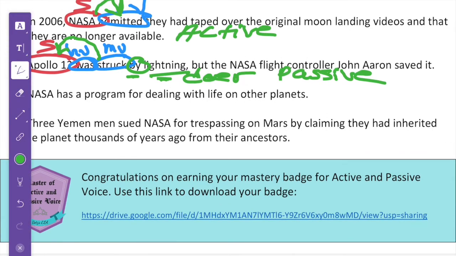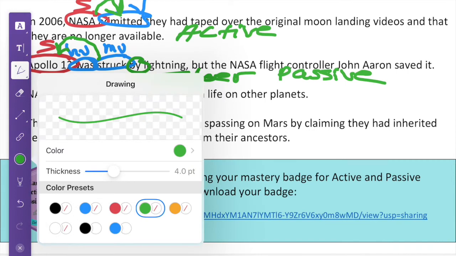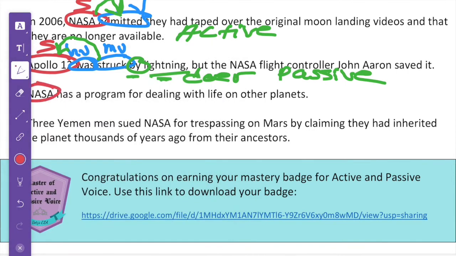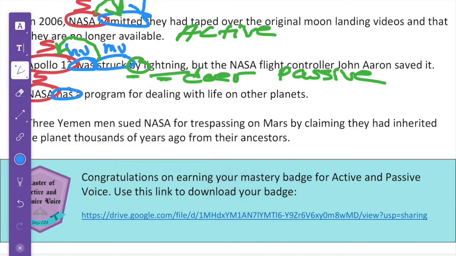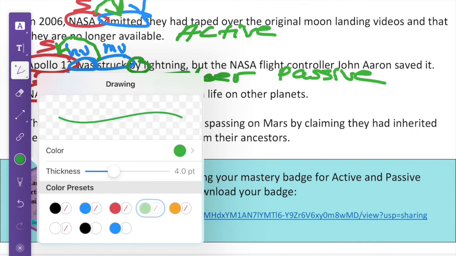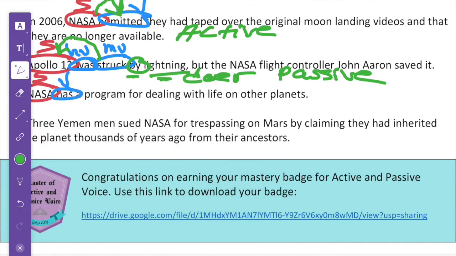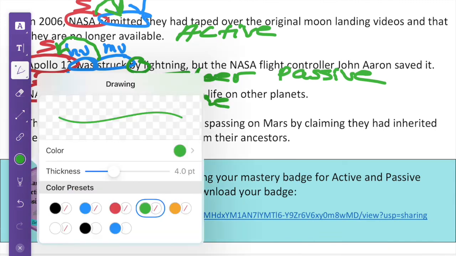24. NASA has a program for dealing with life on other planets. Looking for our subject, NASA. Looking for our verb, has. We only have one verb here, so we know it cannot be passive voice, because passive voice has to have two or more verbs working together. So here, is NASA the one that has a program? Yes, our verb is being done by the subject. So here we're drawing our arrow forward, and this is an active voice sentence.